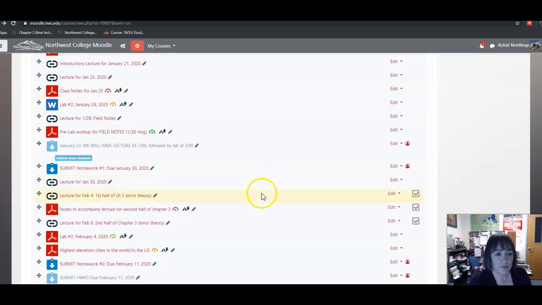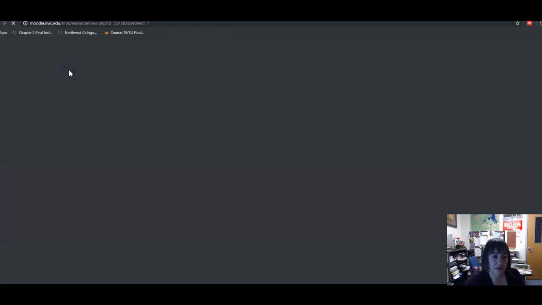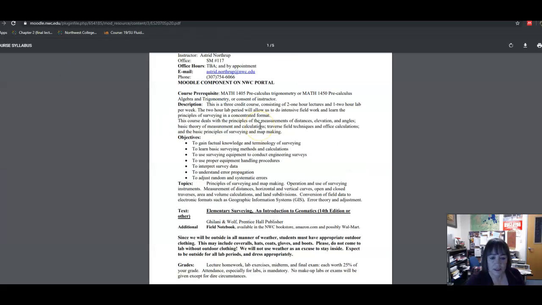underneath each submit button, this says submit homework 1 due January 30th. There will be another button underneath it that says submit late homework for chapter 1. So if you submit on time, you'll be eligible for full credit, and if you submit late, you'll be eligible for partial credit.